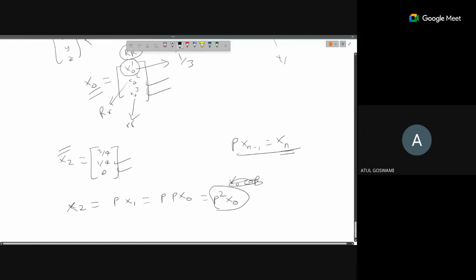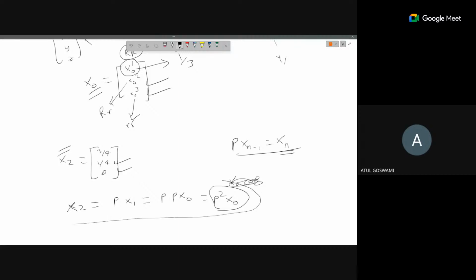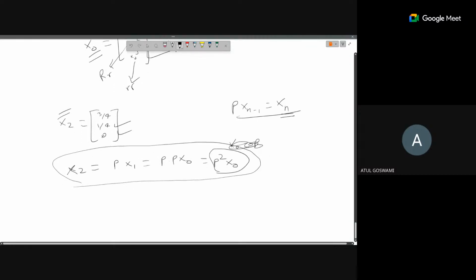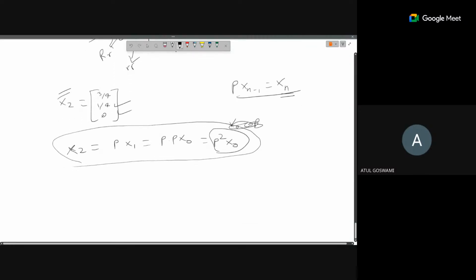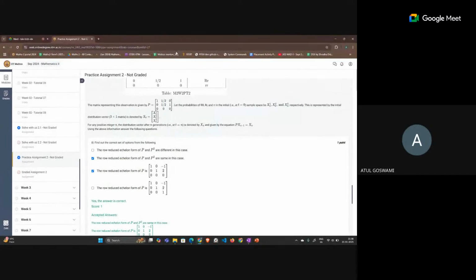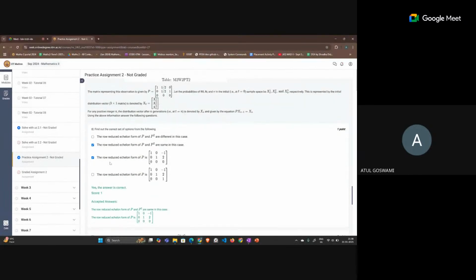Is that clear or not from this? Are you able to solve from here, or should I solve? Everything is given here. P, you can find P square, and x2 is given here, this one. I think you should be able to do it. So whoever asked this doubt, is that clear?